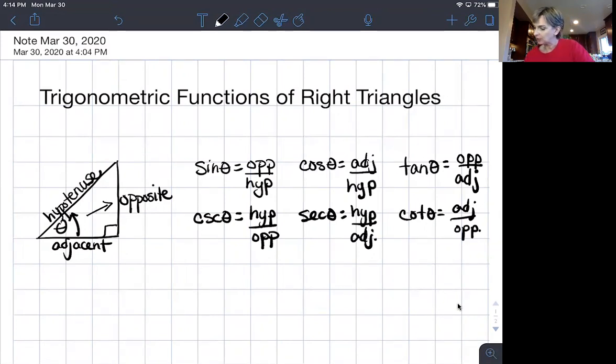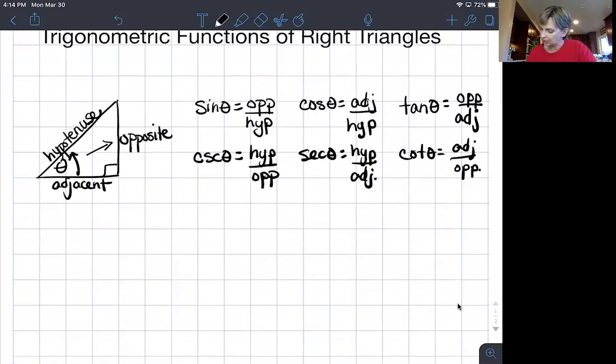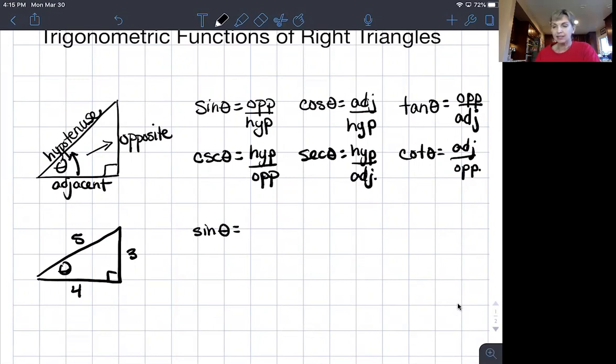Okay, and what we're going to do is take just a basic little right triangle to start off with. We're going to make this one a 3, 4, 5 triangle, one we see quite a bit. Let's make that a 3, a 4, and a 5. And let's just start by finding out what the 6 ratios are for this right triangle. So if I want to know what the sine is of that angle right there, it's going to be the side that's opposite that angle, which is a 3, over the hypotenuse, which is a 5. So the sine of that angle is 3/5.